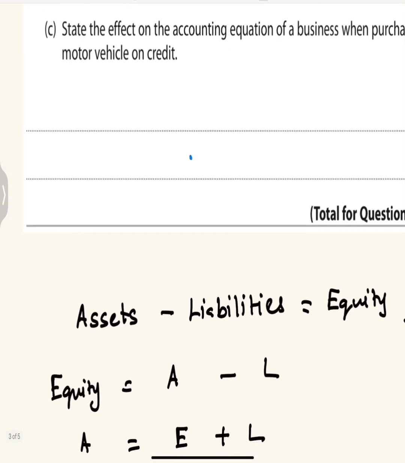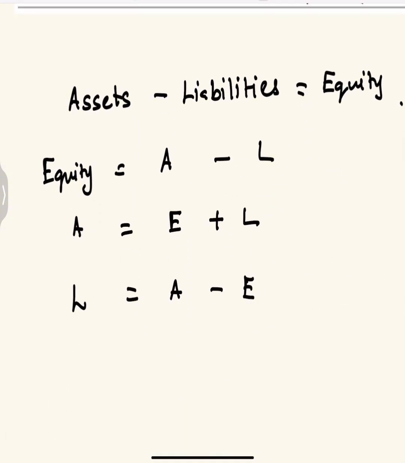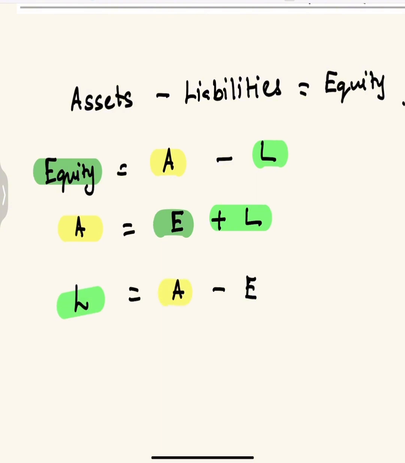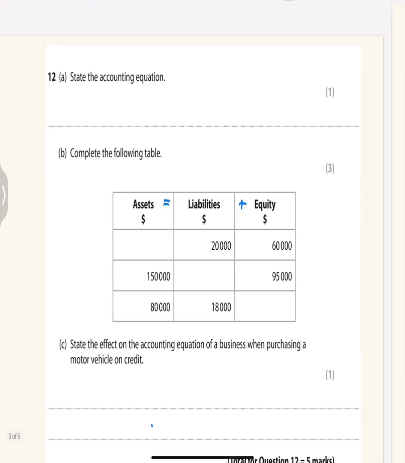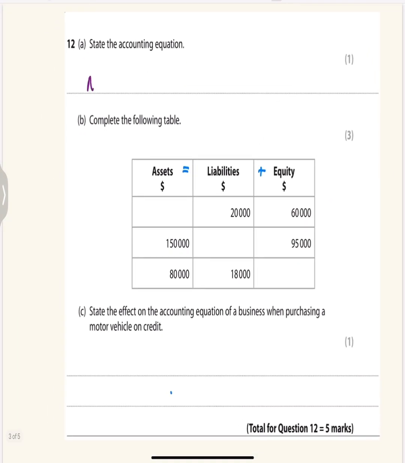State the accounting equation. There are 3 different ways you can derive the accounting equation. Assets minus liabilities equals equity, or assets equal equity plus liability. And the third one, liability equals assets take away equity. Now you may write one of these formulas for the first question. State the accounting equation: assets equal equity plus liability.